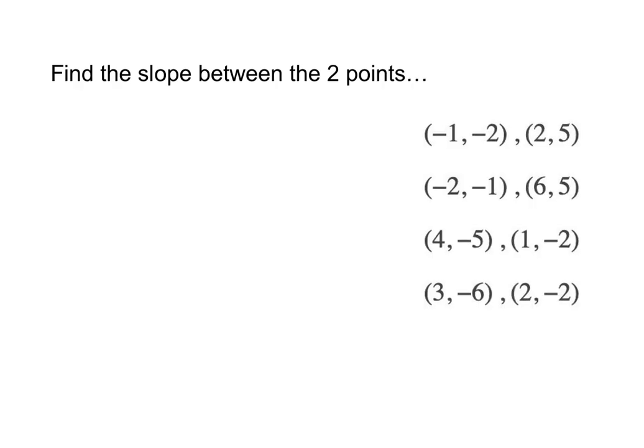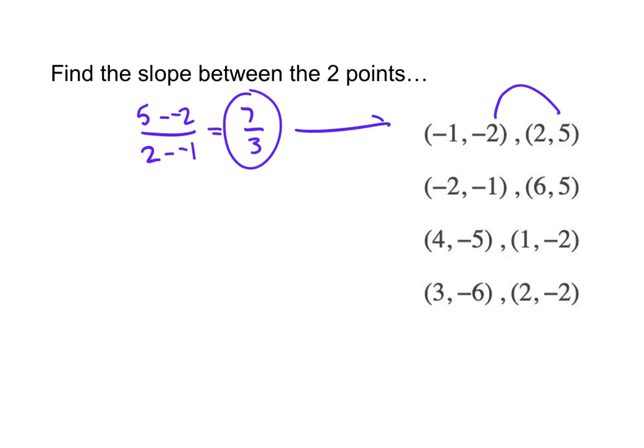So we're going to go 5 minus negative 2 over 2 minus negative 1. So that is going to be 7 over 3. That's my slope for that one. For this one, I'm going to go 5 minus negative 1 over 6 minus negative 2. So that'll be 6 over 8. And I would really want you to simplify that to 3/4.